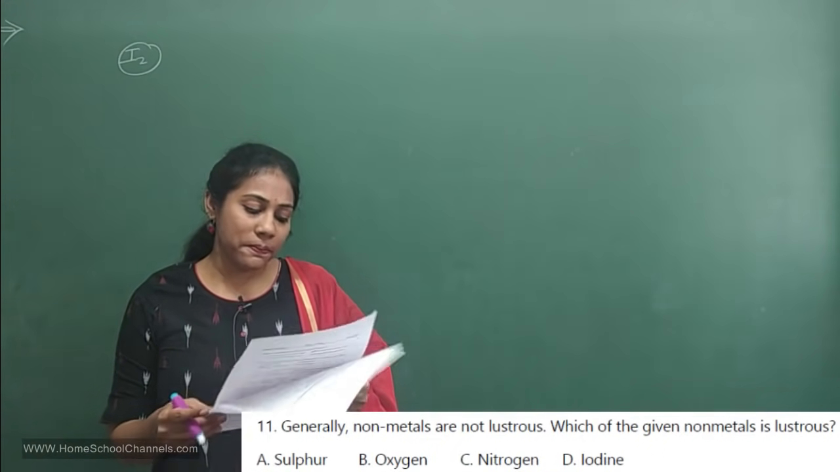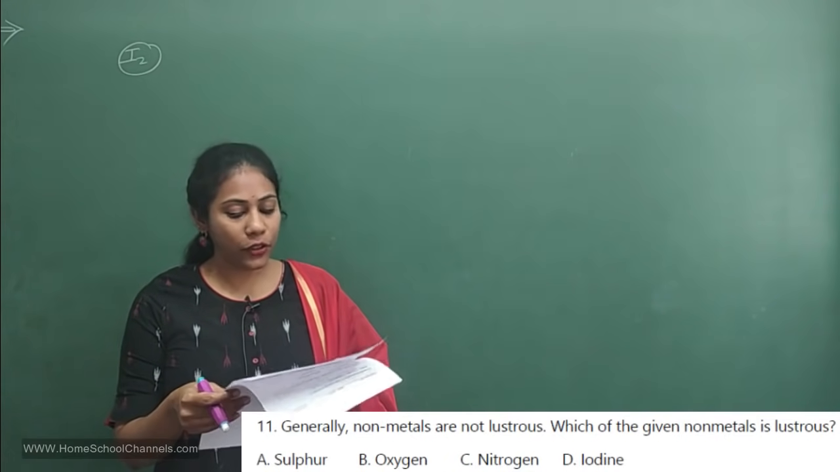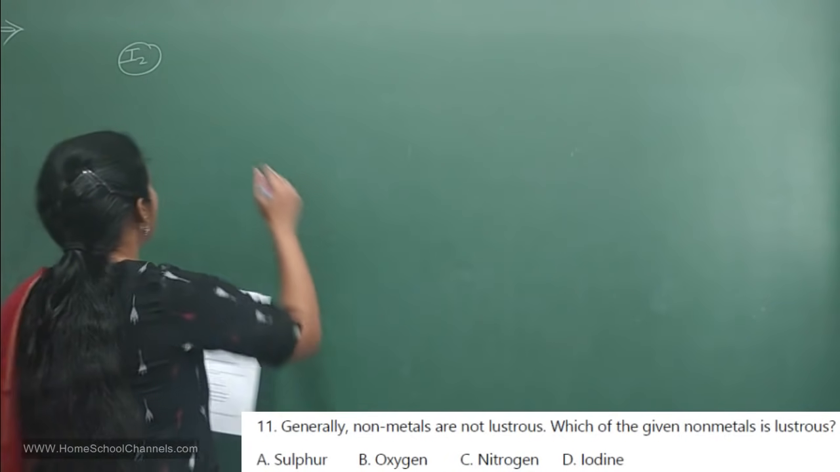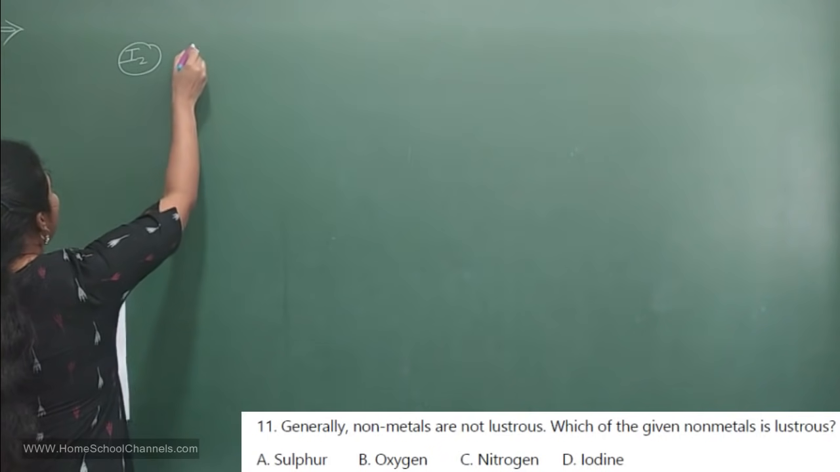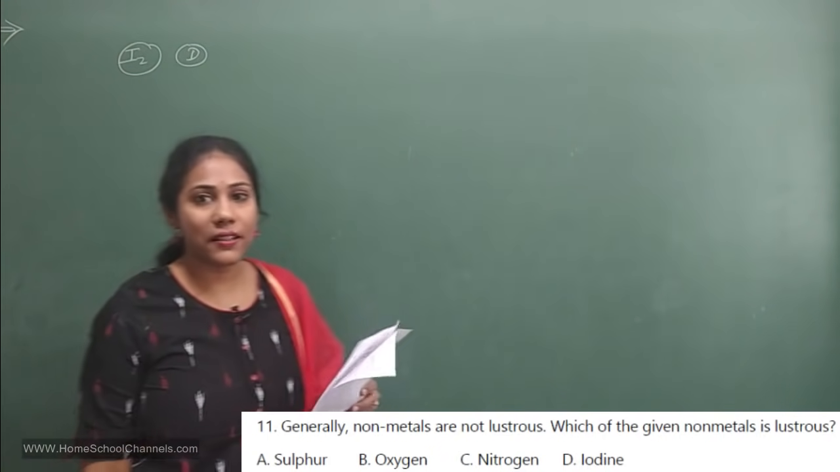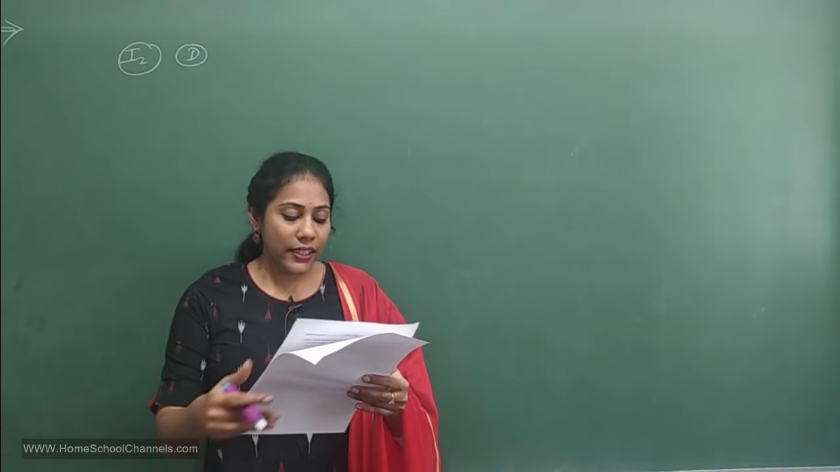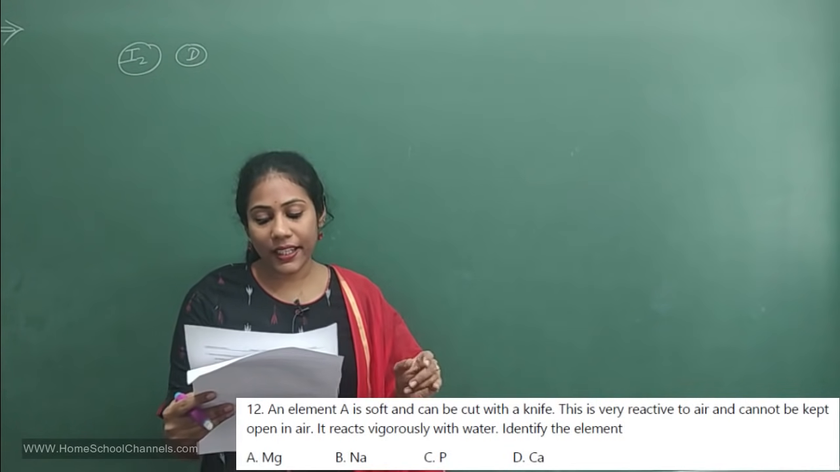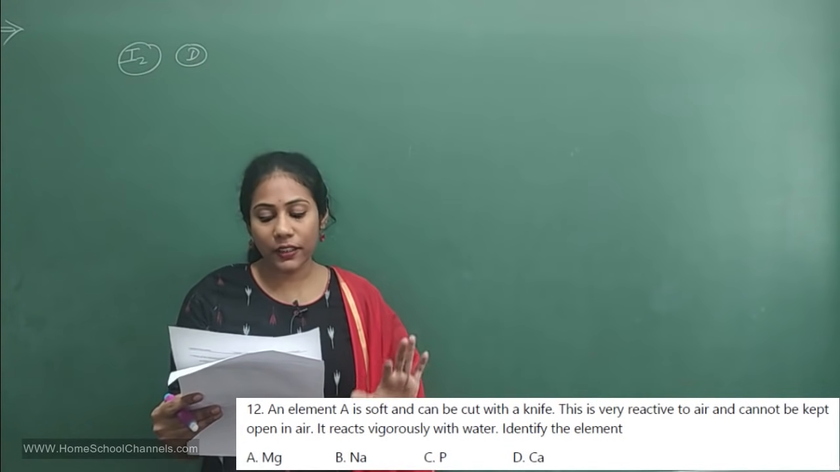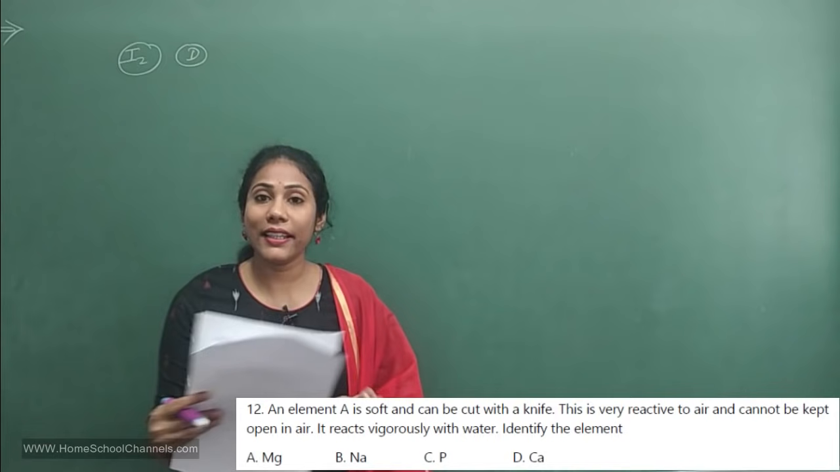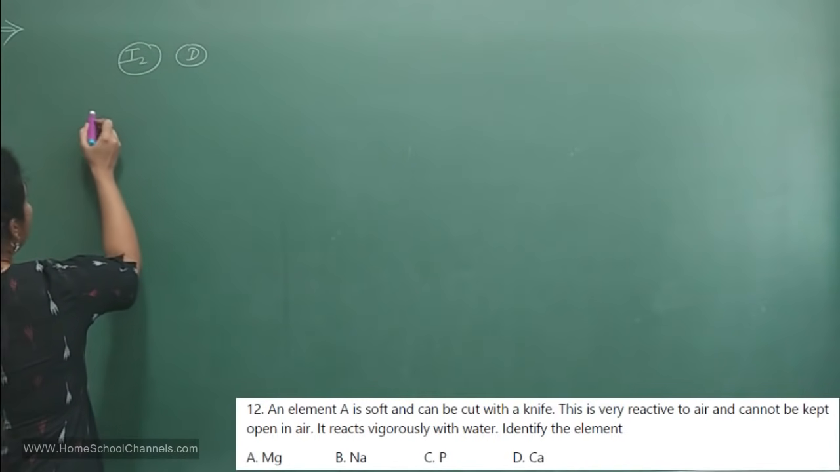So what is the option? Sulfur, oxygen, nitrogen, iodine. So option D, iodine, is the correct answer. Fine. 12th question. An element A is soft and can be cut with a knife. Right? Element A is soft and can be cut with a knife.